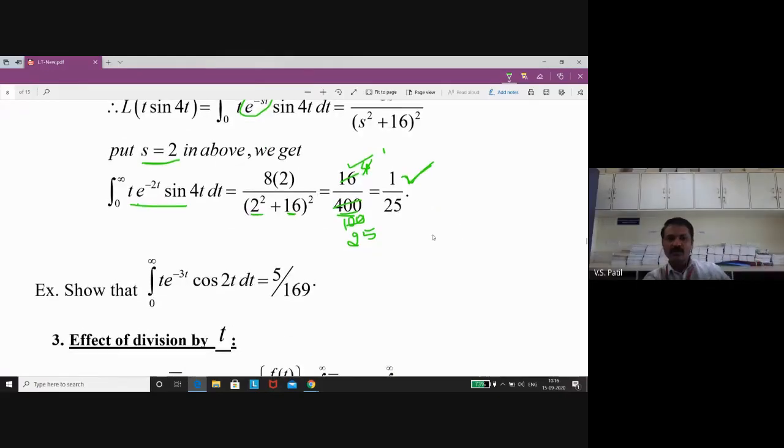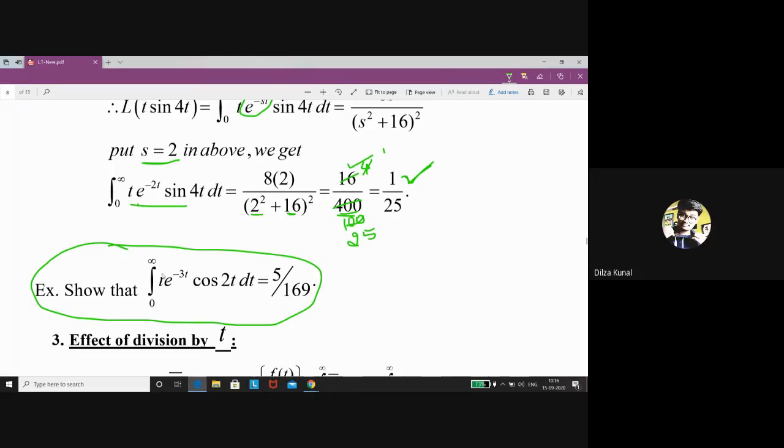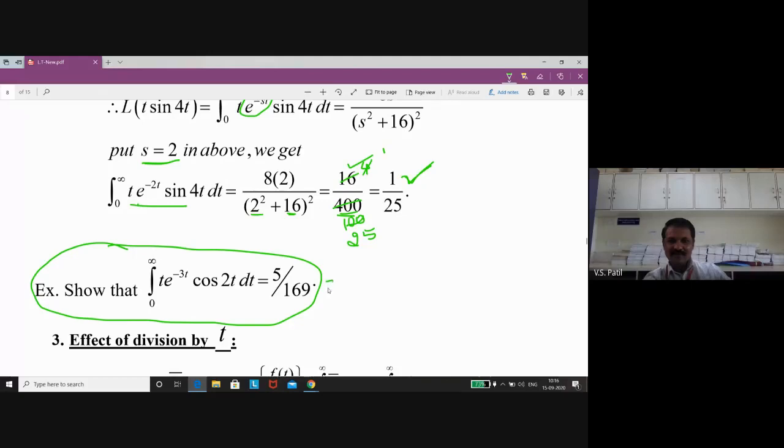Now what I will do, if you have understood both the examples, please write down this example. This is a homework example for you people. Will you try this? Yes, sir. I will give one hint, after that you can try.